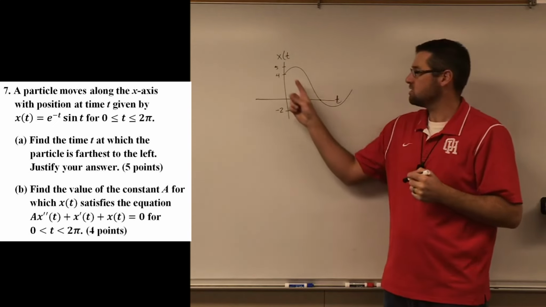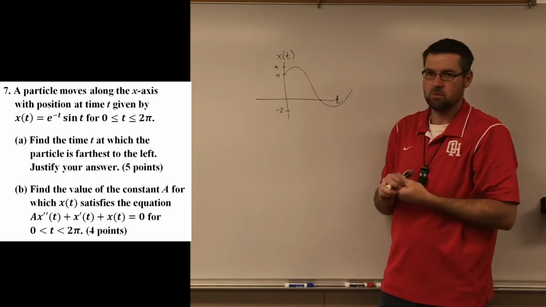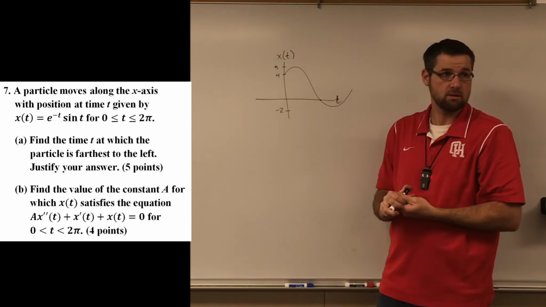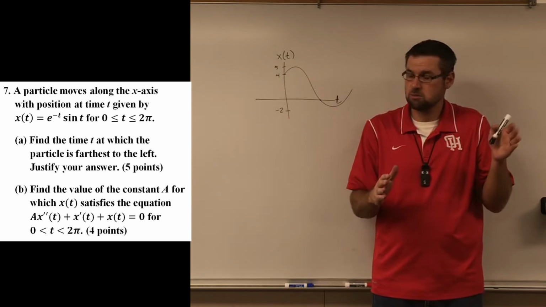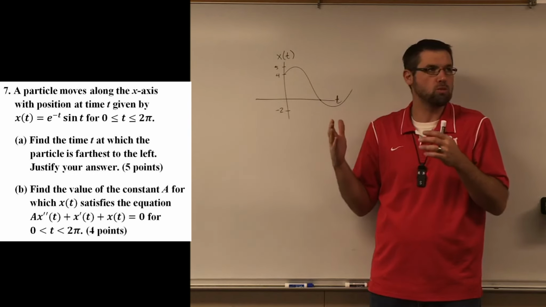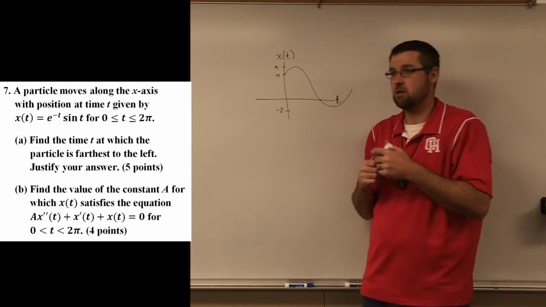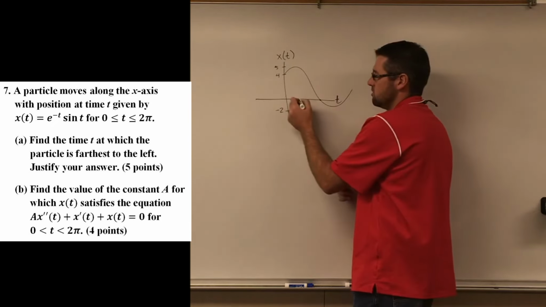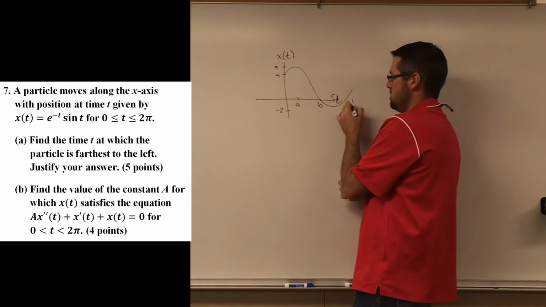What is the position when t equals 0? 4. What does that mean? It is 4 units to the right of the origin. When is it furthest to the right? So let me put some points in here. Let's call this A, B, C, and D.